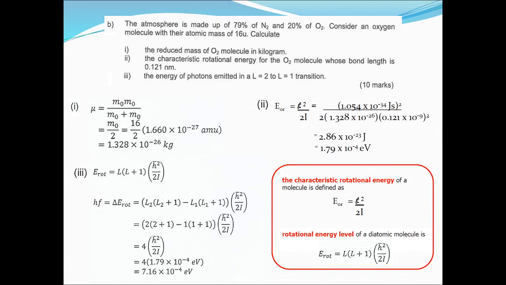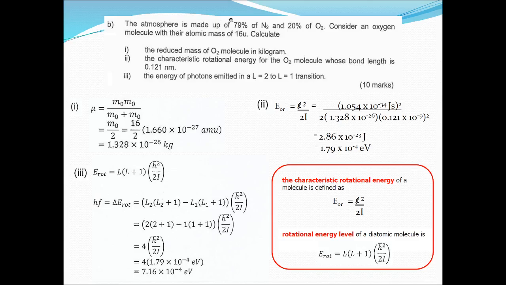And then we go for the second example. The atmosphere is made up of 79% of nitrogen gas, N2 gas, and then 20% of oxygen gas. Consider an oxygen molecule with their atomic mass of 16 U. Calculate, first, the reduced mass. This one is a direct question.